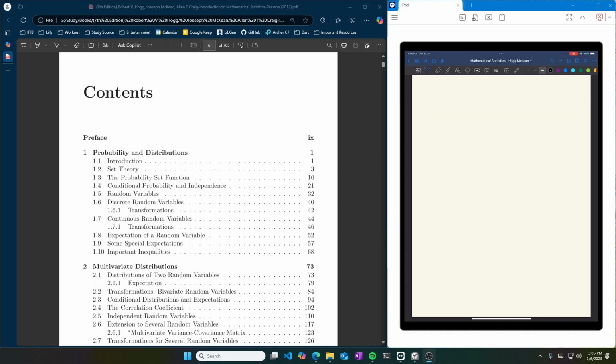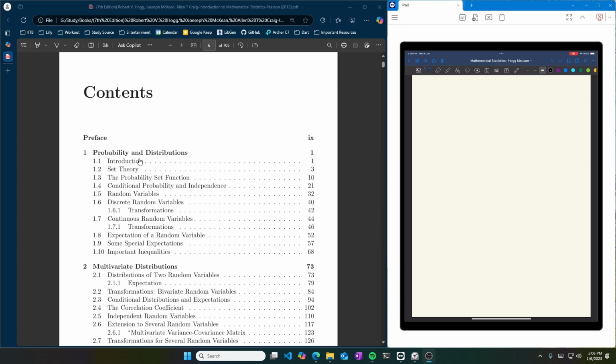Hello. Okay. So what today we're going to do is look into this book called Introduction to Mathematical Statistics by Hogg, McKean, and Craig. It's a pretty standard book. Today, what we're going to understand is what we're going to study within this book.